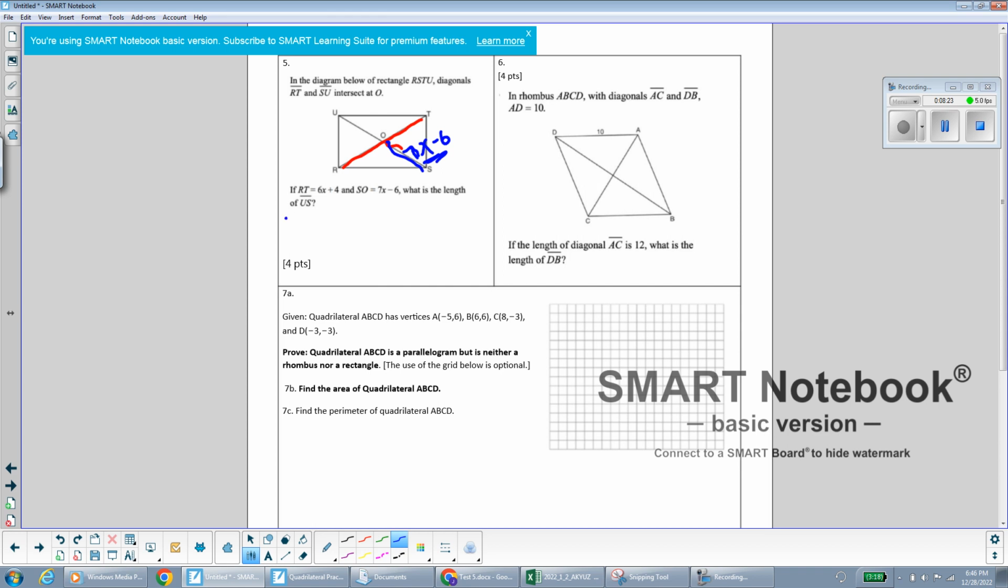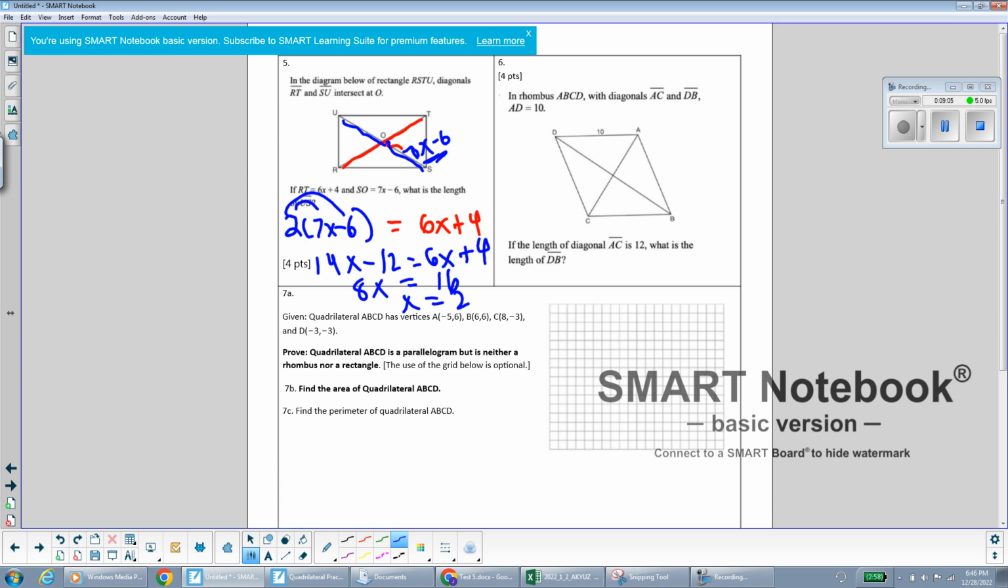So let me set up my equation. If I double the half of the diagonal that I'm given, that'll give me the whole diagonal. And this whole diagonal should be equal to the other diagonal, because we know that in a rectangle, the diagonals are congruent to each other. Really quickly solving, let's distribute that 2. That's 14x minus 12 is equal to 6x plus 4. Let me subtract 6x and add 12. So that is 16. And that is 8x. Divide by 8, we have 2.